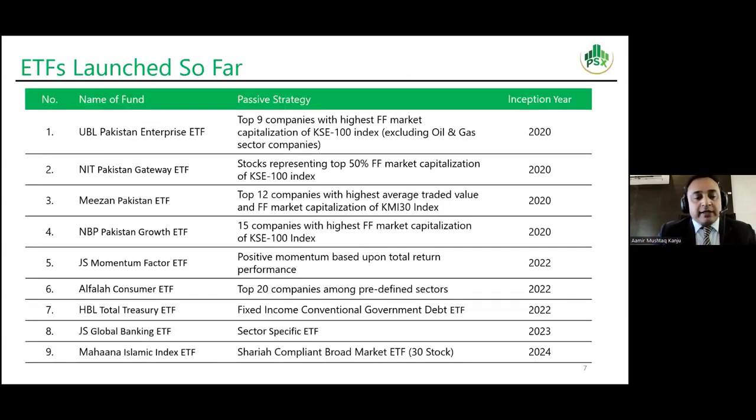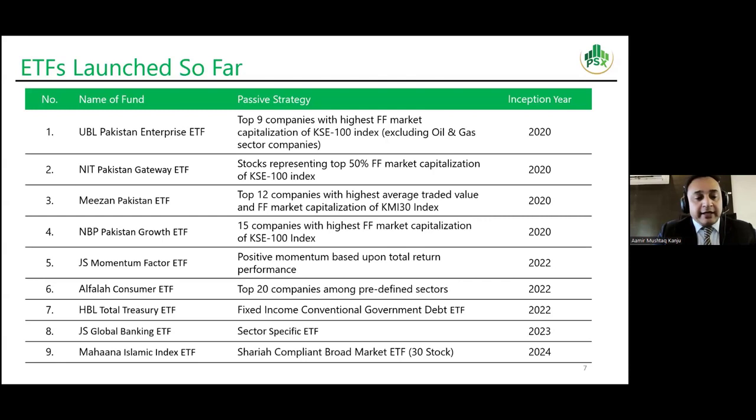So far we have listed 9 ETFs. UBL Pakistan Enterprise ETF tracks 9 companies from the KSE 100 index, excluding the oil and gas sector. NIT ETF represents a broad market capitalization of our market. Mizan ETF represents Islamic ETF. Then we have National Bank Pakistan Growth ETF that again represents the broader market. We also have a JS Momentum Factor ETF that replicates the best performing stocks in the previous month. We also have an Alpha Consumer ETF, which is basically a sectoral index.